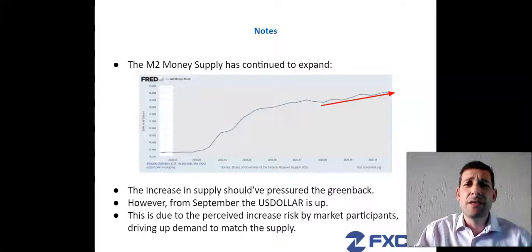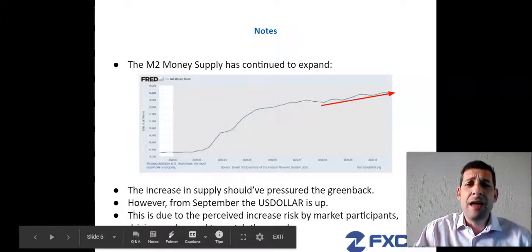And one of the reasons for this is, of course, that there is an increased perception of risk and uncertainty out there, especially by market participants, and this has driven up demand to match the supply. And of course, one of those risk factors is the US election.